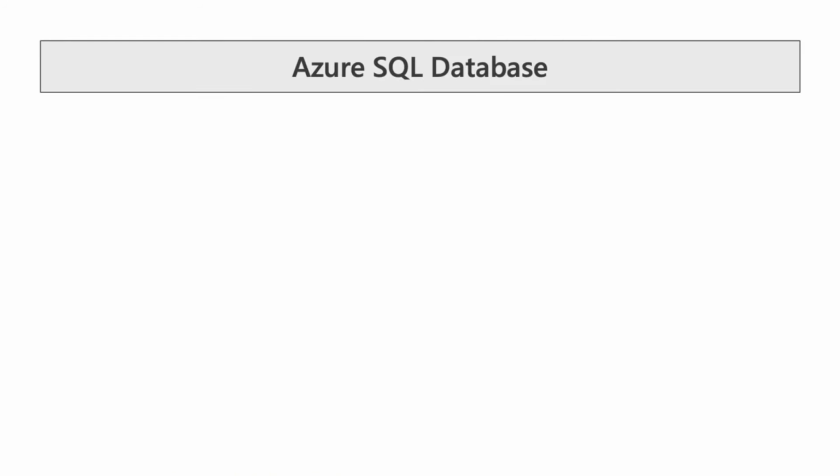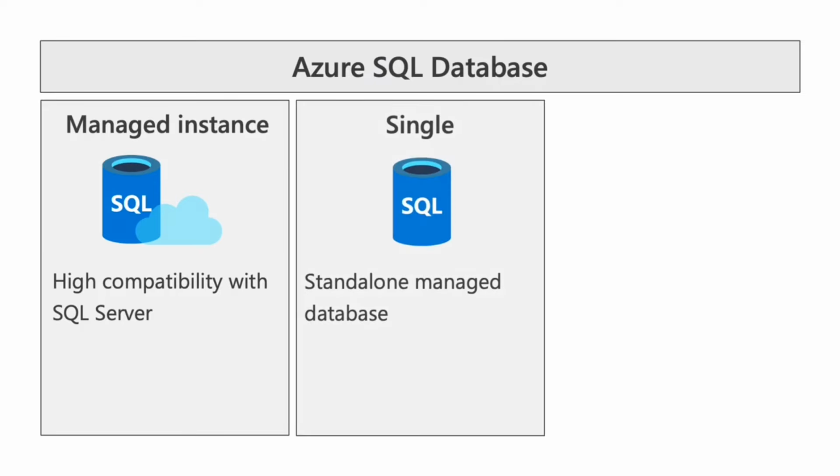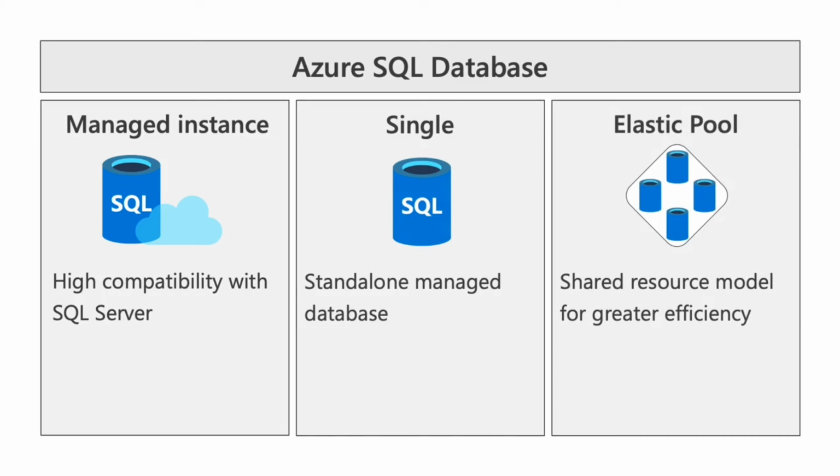Let's summarize the differences between SQL Database Managed Instance, Single Database, and Elastic Pool. Managed Instance is an instance scope programming model with high compatibility with SQL Server. It's best for modernization at scale with low cost and low effort. Single Database is a standalone managed database for predictable and stable workloads. Finally, Elastic Pool is a shared resource model for greater efficiency through multi-tenancy.